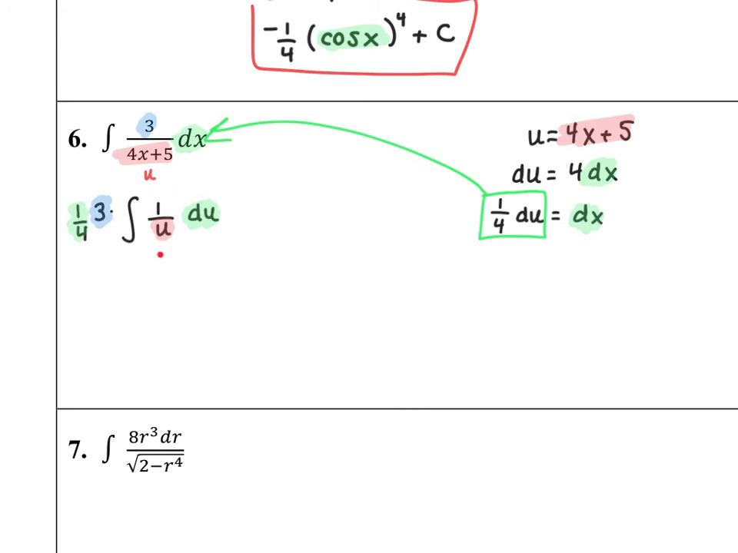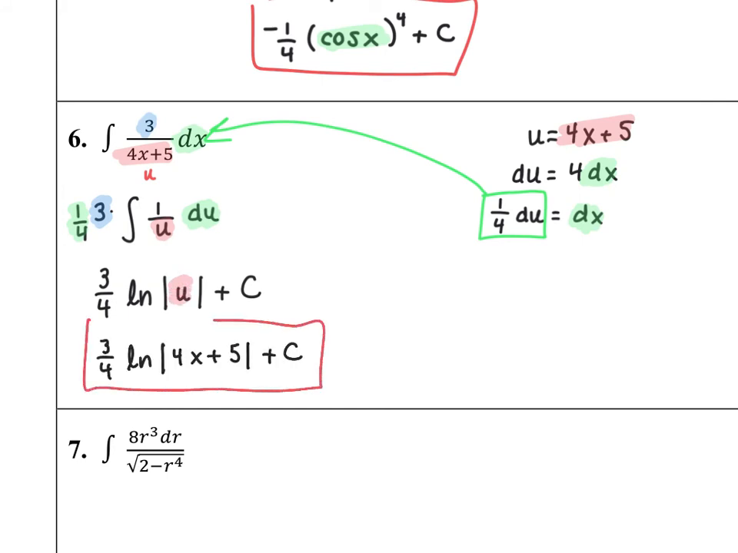Now I'm just looking at this integrand, and this is a simple one. This is the derivative of the natural log of u. Don't forget your absolute value around your u. My last move is just to put my 4x plus 5 back for the u. And this is my final answer.